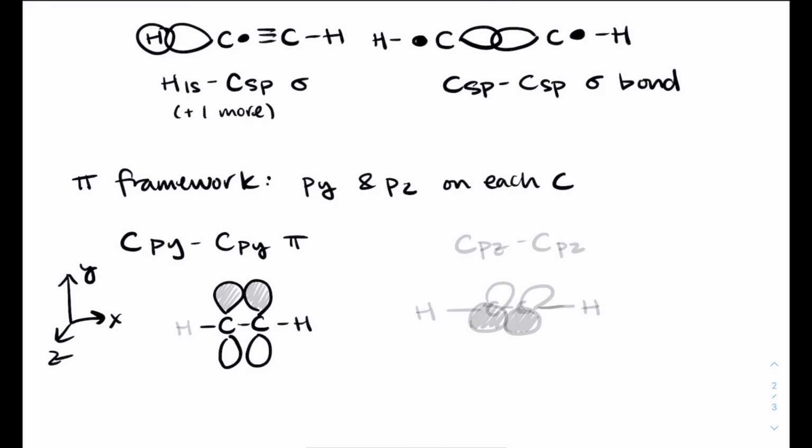So the pictures, the py pi bond is this first picture on the left. So with my molecule, my py orbital centered on each carbon, pointing up and down, overlapping side by side, and my pz pi bond coming out and going back on each carbon, overlapping side by side.